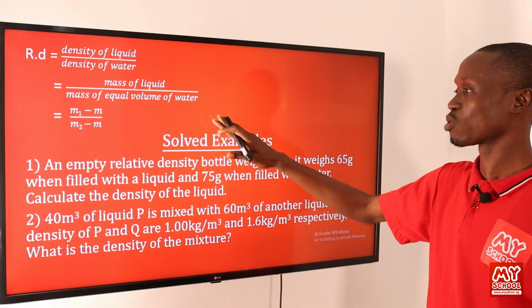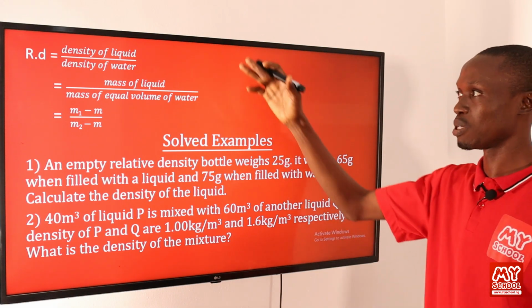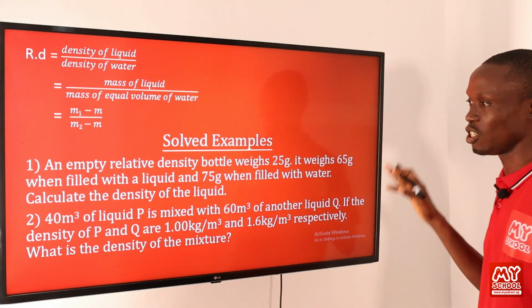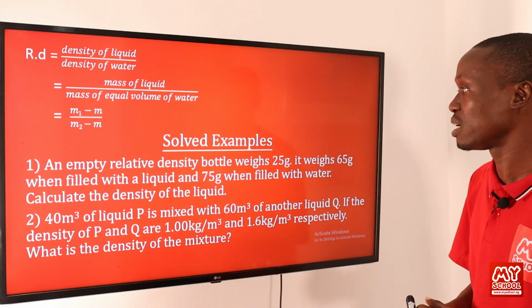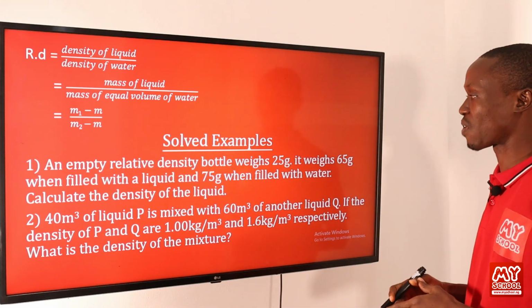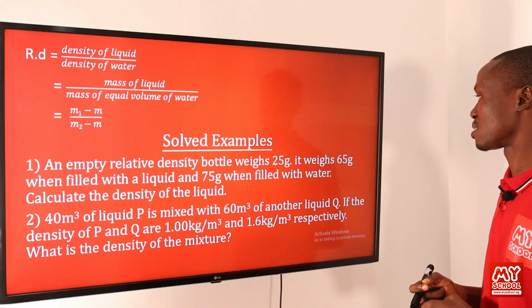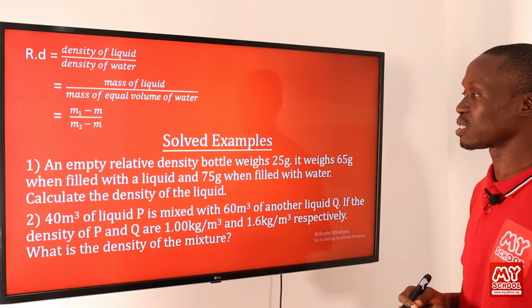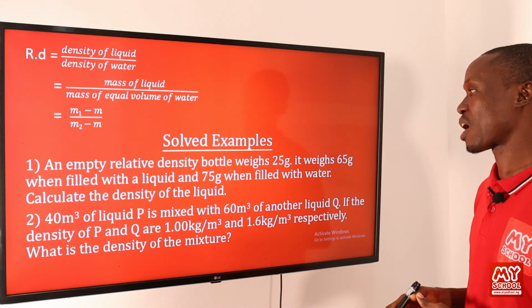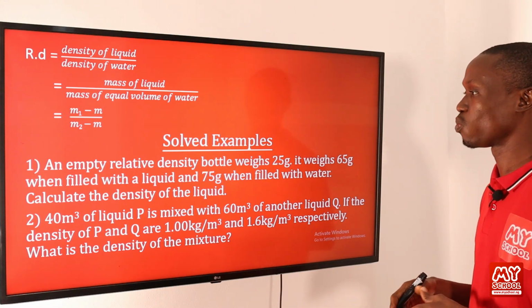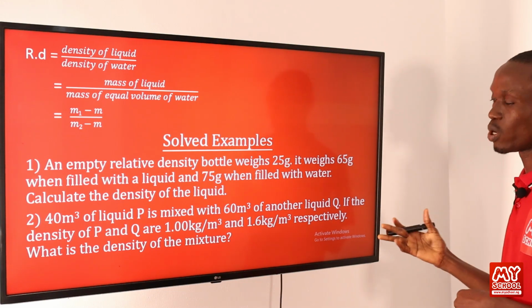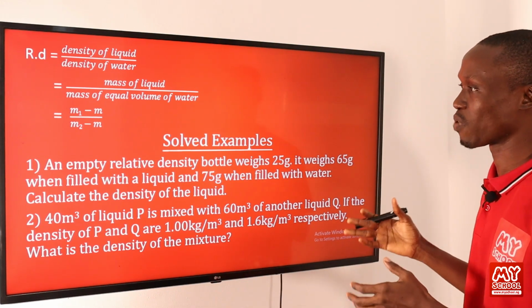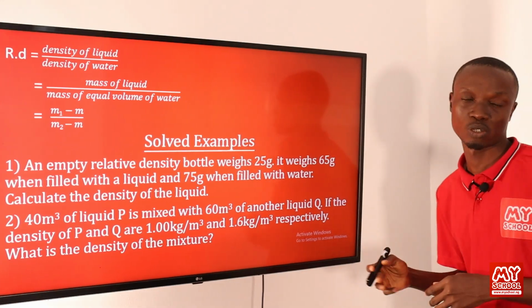So we are going to be solving some examples where we put these formulas to work. Let's start with example 1. An empty relative density bottle weighs 25 grams. It weighs 65 grams when filled with a liquid and 75 grams when filled with water. Calculate the density of the liquid. So we are going to move over to the board to solve this question.